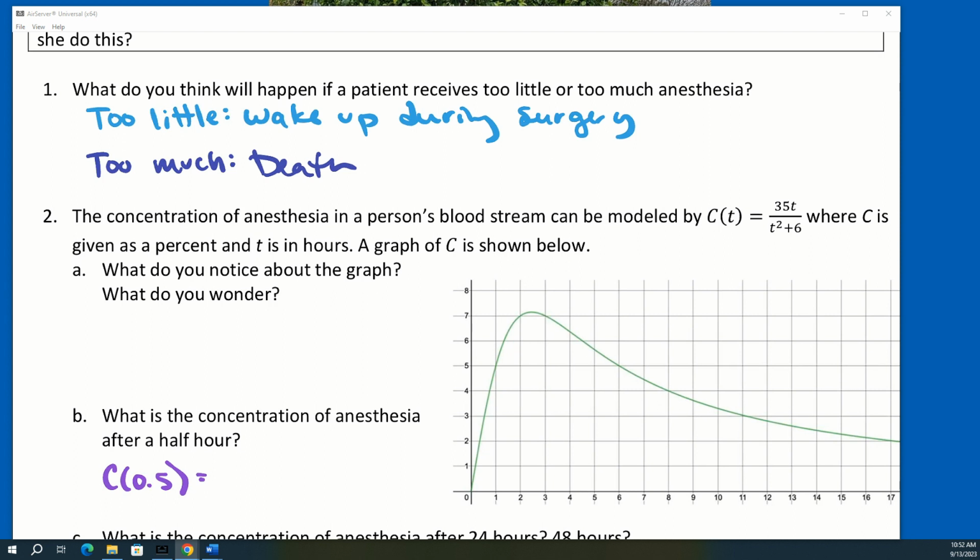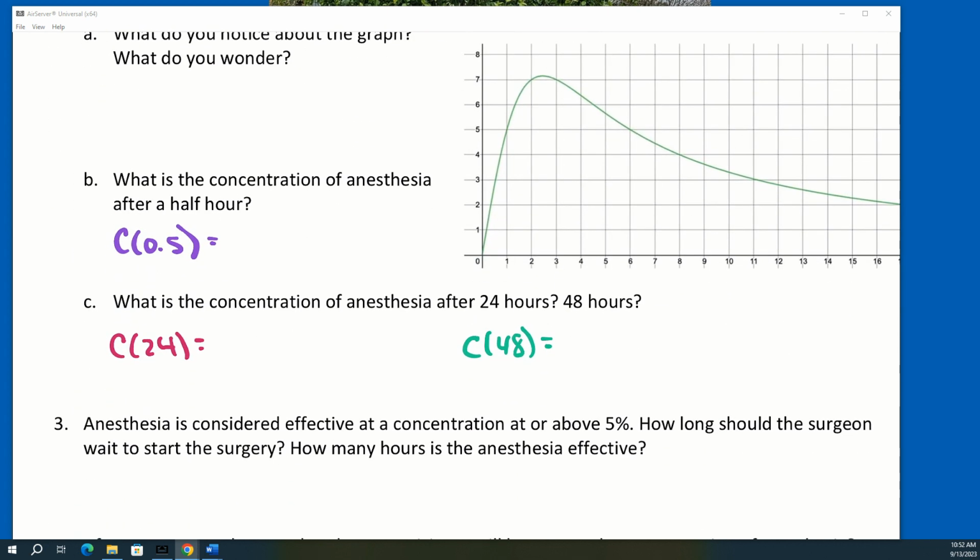So we're going to skip 2A and just go to 2B. So you could have looked at the graph. The graph wouldn't give you the best answer, but it gives you something really close. Or you could plug in 0.5 or 1/2 into the calculator. What did you guys get? 2.8%. All right. So what about 24 hours after the surgery?